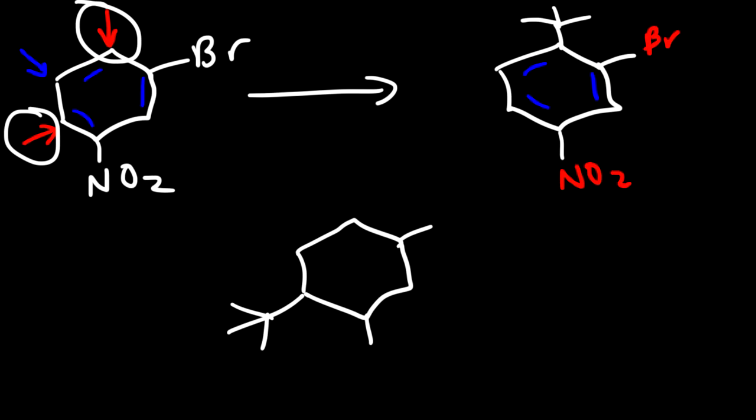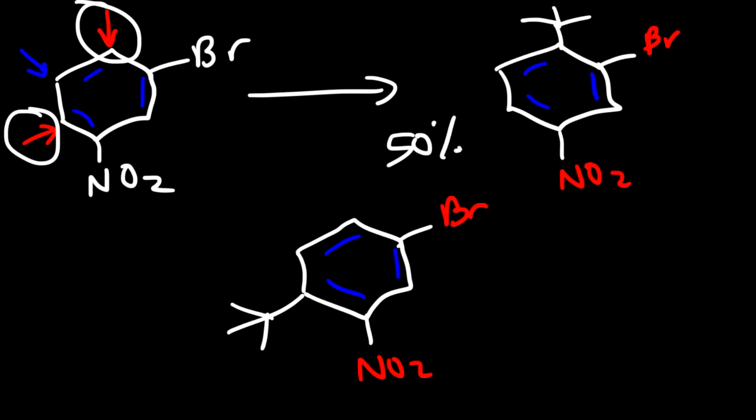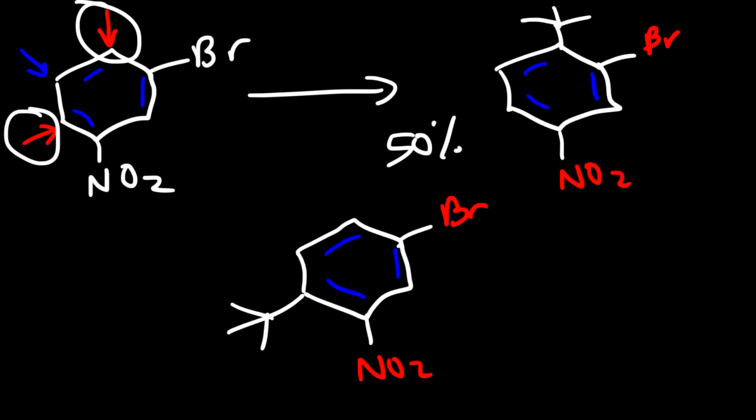So these are the two products that we would get if we chose to add NO2 first, then Br, and then the tert-butyl group. Now, let's assume that these two products are equal. So the product that we want, we would get it in a 50% yield, which is not bad. But let's see if there's a way in which we can get a better yield than 50%. If you chose to put NO2 first, then Br, and then the tert-butyl group, you would not be wrong. You would get the product that you want, but it may not be in the best yield.